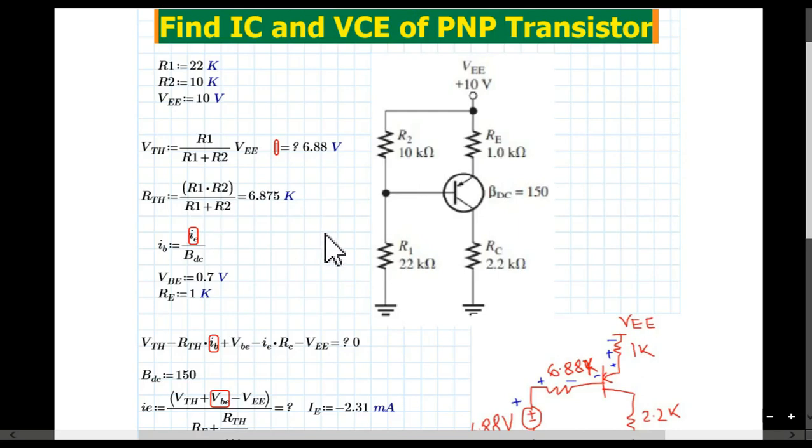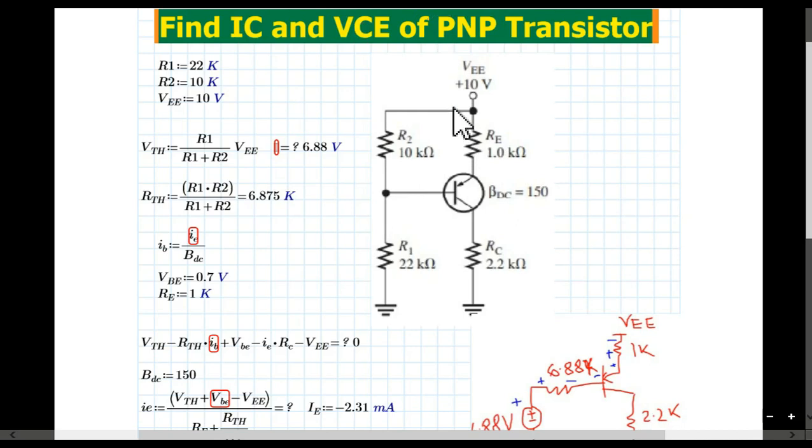So today we will solve this numerical based on BJT PNP transistor. You have got this circuitry, and now you have to find out the value of IC and the VCE. Let us understand how you will solve this circuitry and how you will find out the value of IC and VCE of PNP transistor.